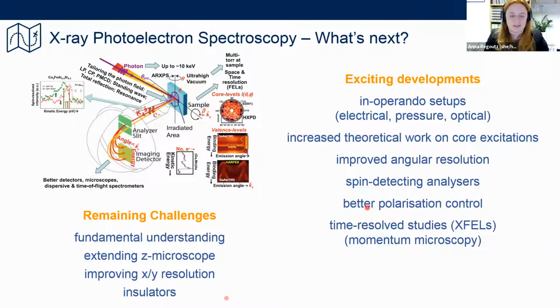We're back to the overview image that I showed you at the beginning. There are definitely some remaining challenges for the technique. There are still some areas of fundamental understanding in terms of the interaction of hard X-rays with matter that we need to work on. We are working on new strategies to extend our Z microscope, so how well we probe in depth, and on improving XY resolution. For now we are always limited to the tens of micron scales. And for some insulators, we might have issues with charging that we still have to tackle.